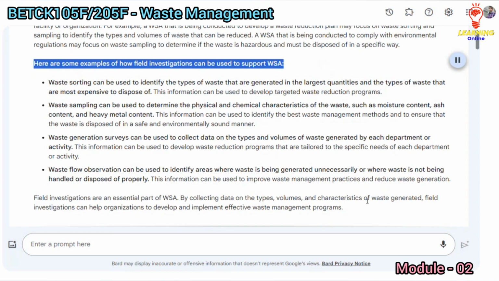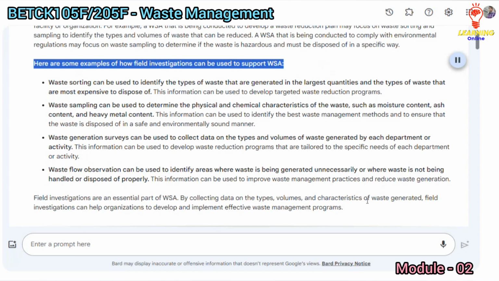Waste sampling can be used to determine the physical and chemical characteristics of the waste, such as moisture content, ash content, and heavy metal content. This information can be used to identify the best waste management methods and to ensure that the waste is disposed of in a safe and environmentally sound manner.